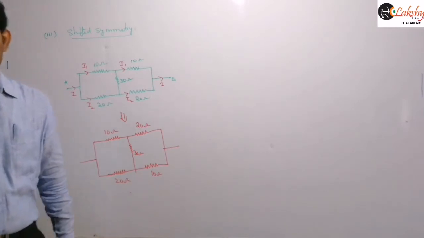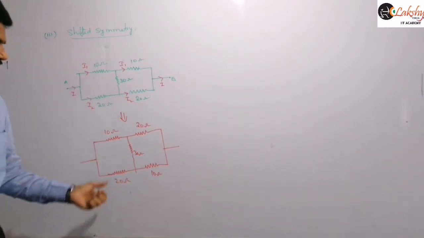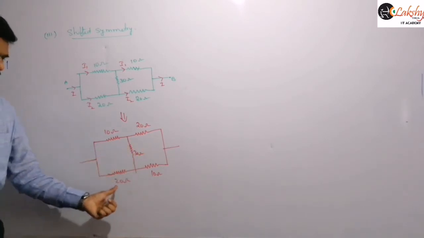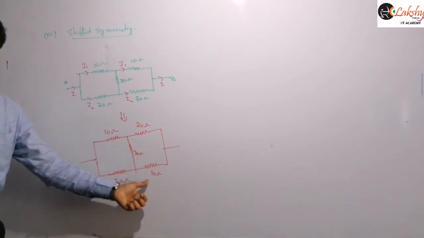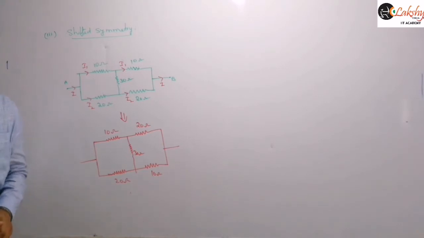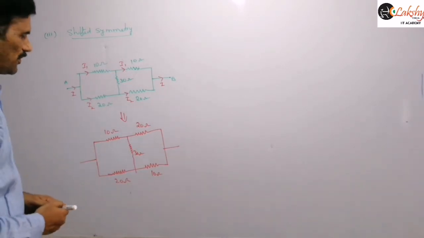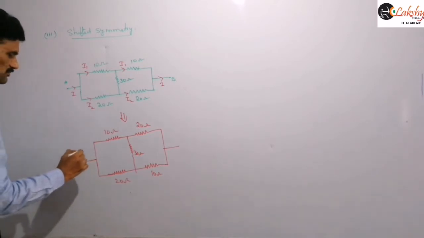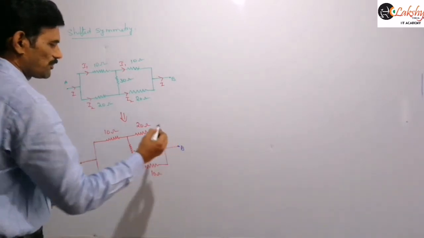Now is it a balanced Wheatstone bridge? If you find the ratio, P by Q is 1 by 2 and R by S is 2, so it is an unbalanced Wheatstone bridge, right? To find the effective resistance in such an unbalanced Wheatstone bridge, our procedure is to apply the Kirchhoff laws.